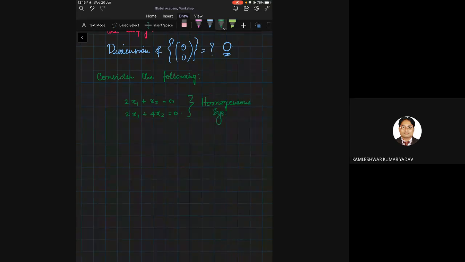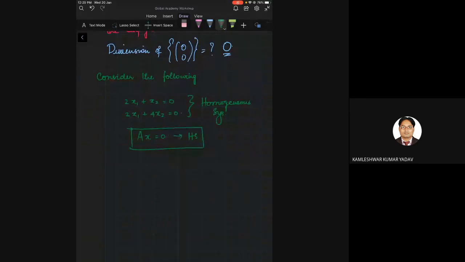A system of equations in which the right hand side is 0, I'm going to call a homogeneous system of equations. That means I'm going to have AX is equal to 0. This is called a homogeneous system of equations. We will have to see why it is called that. We'll come back to it in a minute.